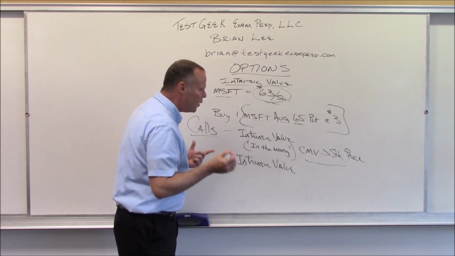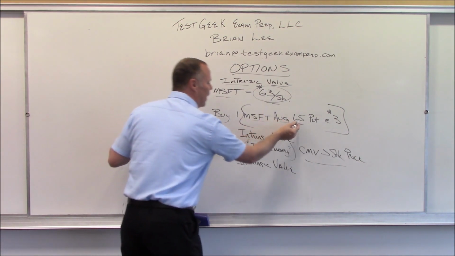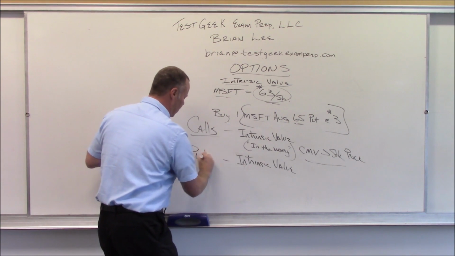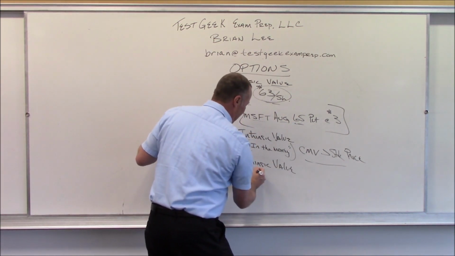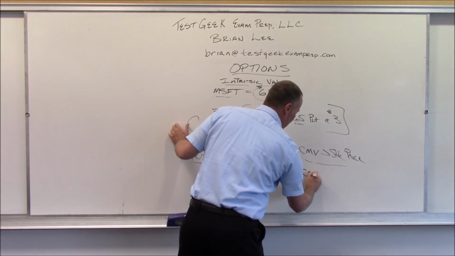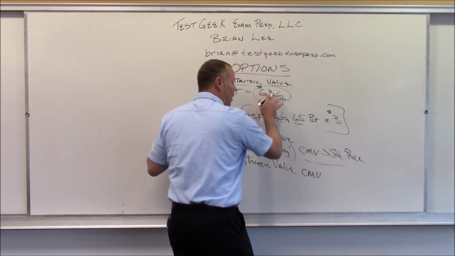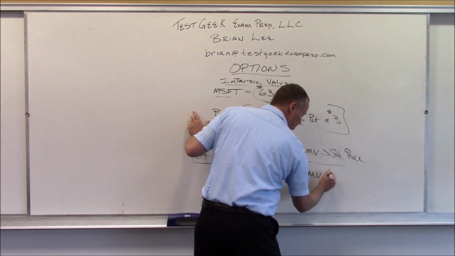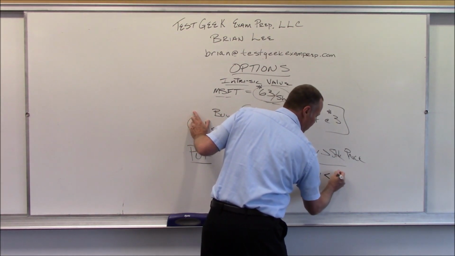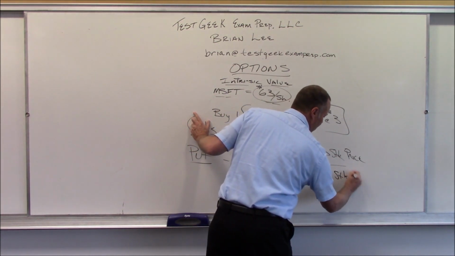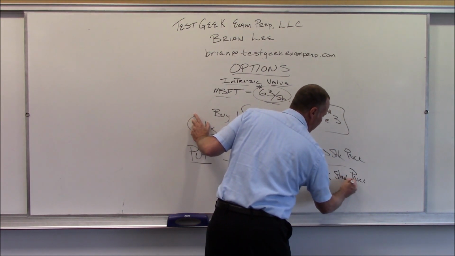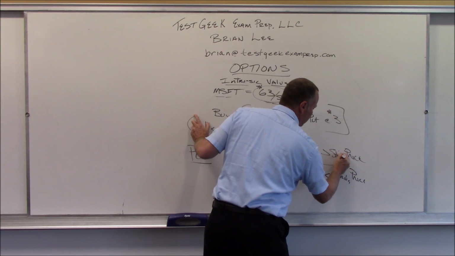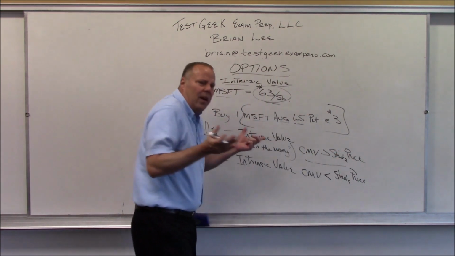Pass. So, if this were a put option, then it's just reverse, right? It would be in the money if the market price of the stock or the underlying security is less than the strike price. I better spell that out. Strike price. That's really all you need to know.